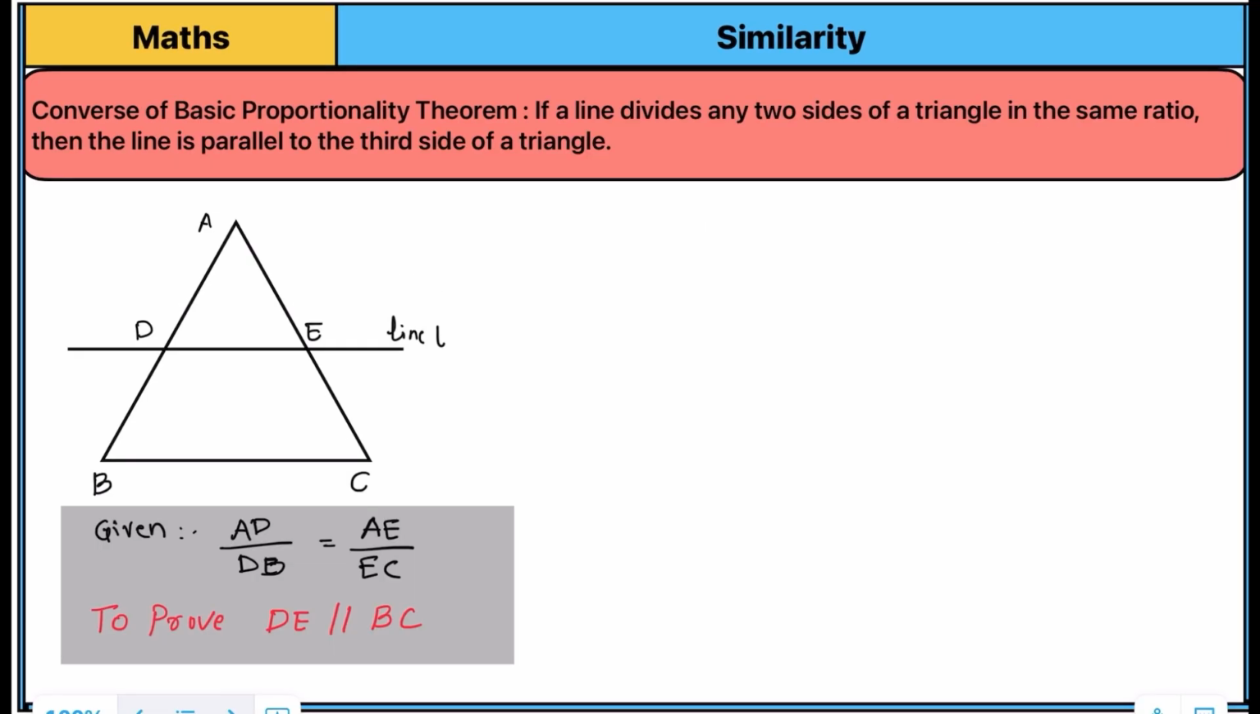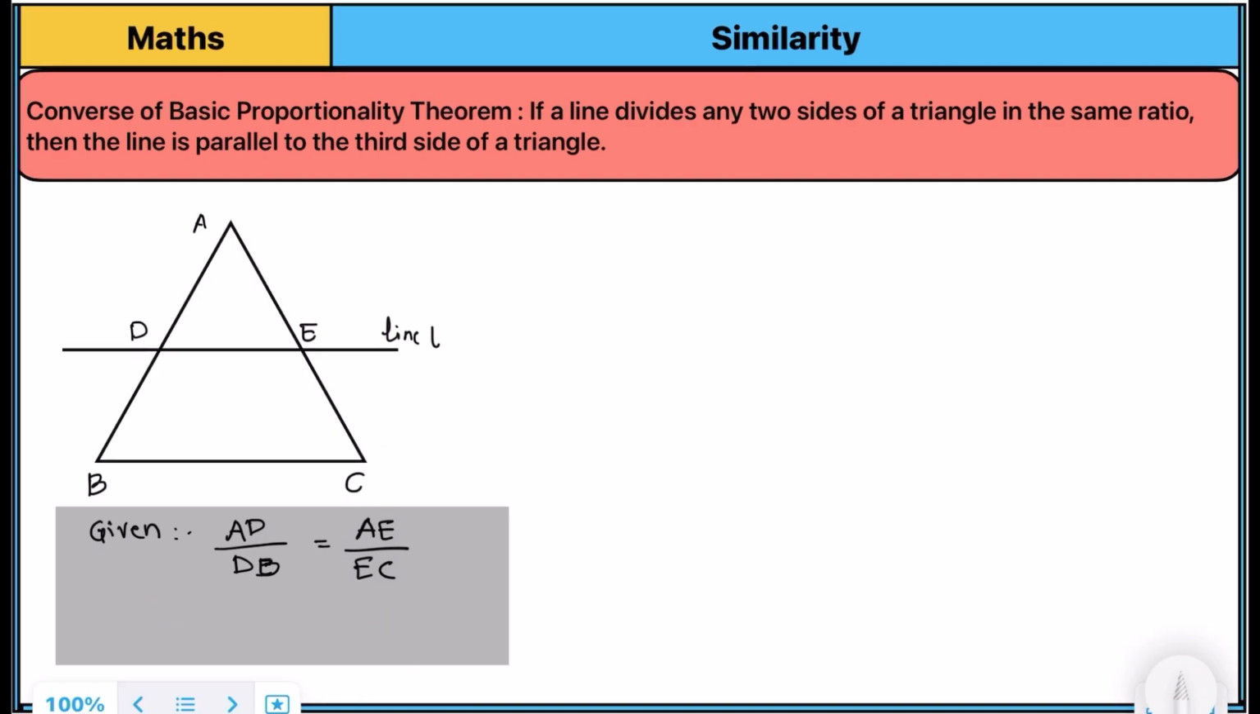Let's prove the converse of the basic proportionality theorem. To do this, we have the given data as AD upon DB is equal to AE upon EC, and with this data we need to prove DE, that means line L, is parallel to BC.